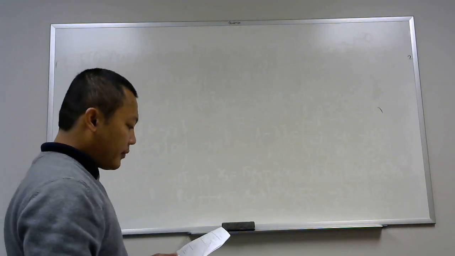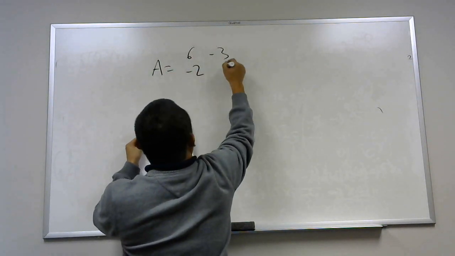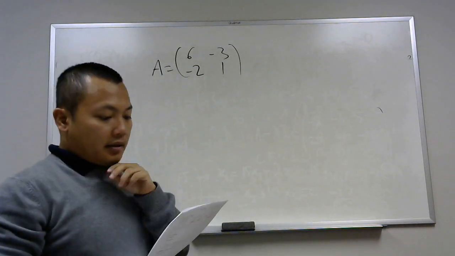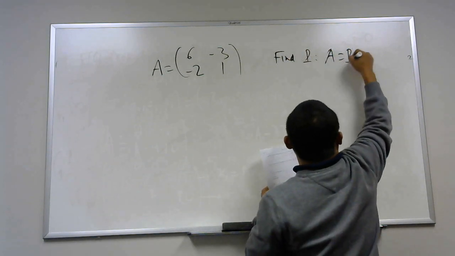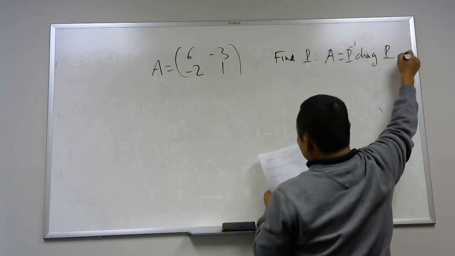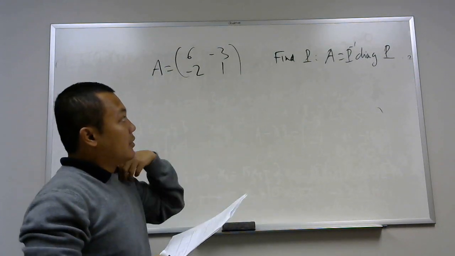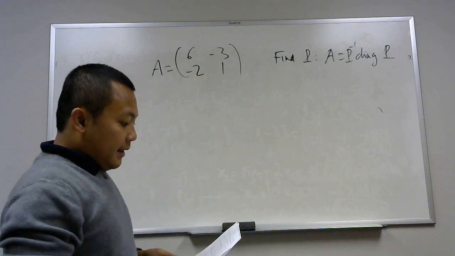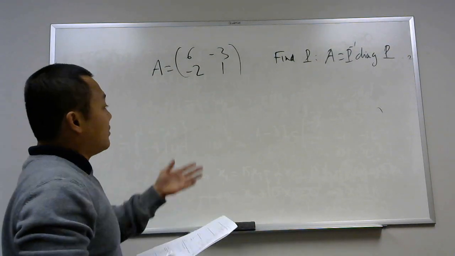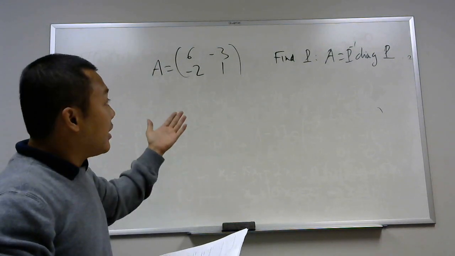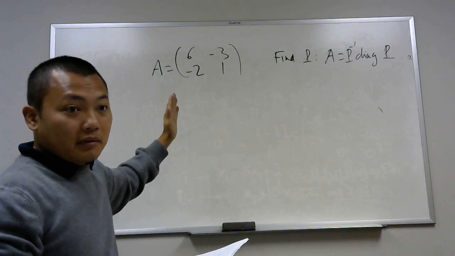The next question. They give us a matrix A, 6, -3, -2, and 1. And they ask us to find a non-singular matrix P such that A is P to negative 1, diagonal, and P, right? Or basically, they ask us to diagonalize this matrix, let's say that. So, find eigenvalues, eigenvectors, and if we have different eigenvalues, we write all eigenvectors in column form, so we get matrix P.